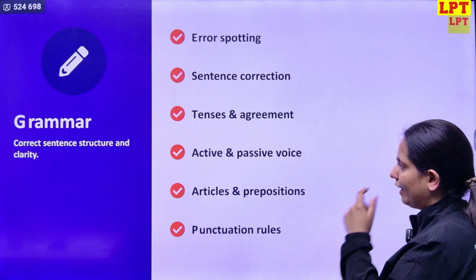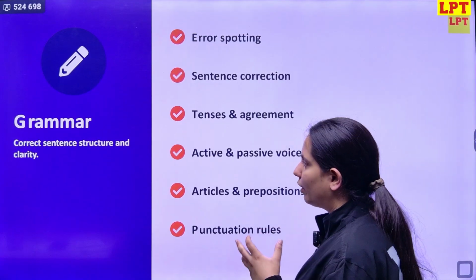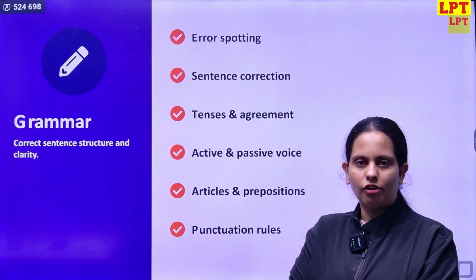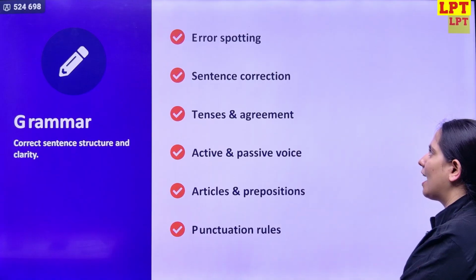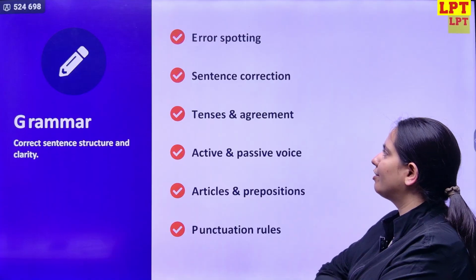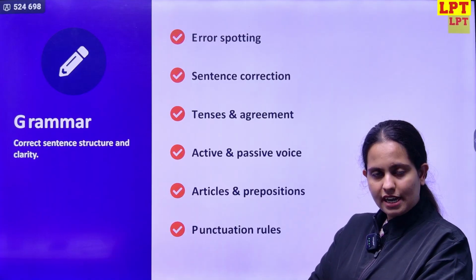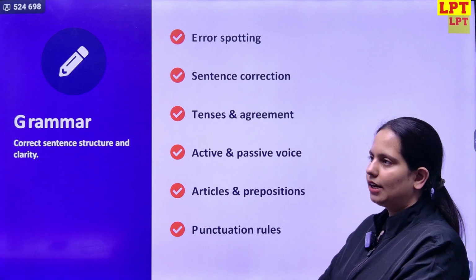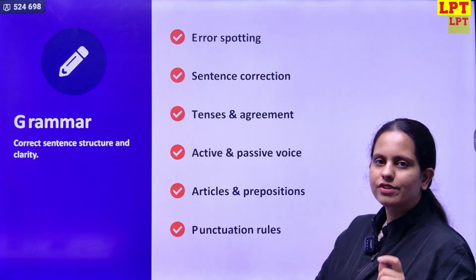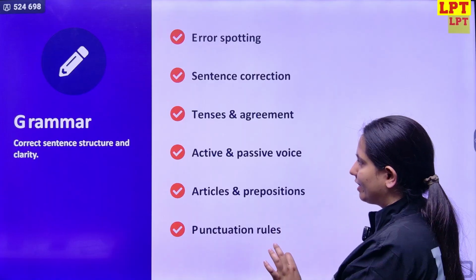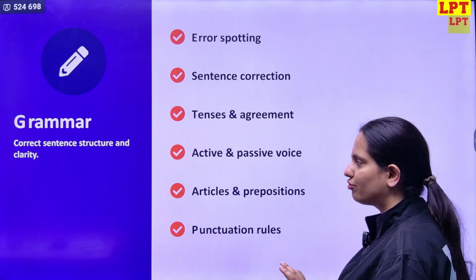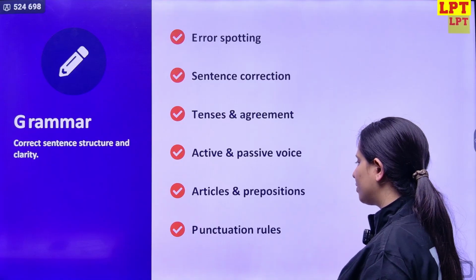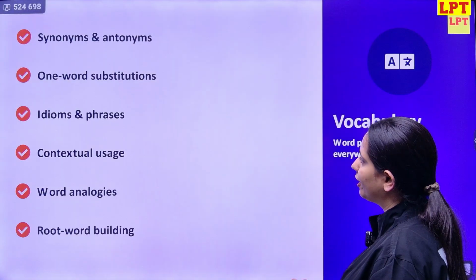Now moving ahead, let's talk about the grammar section. Now what are the topics that are very important if we have a look at the grammar section of our IPMAT exam? So first we have the error spotting and sentence correction related questions that we're gonna have. We can have the fill in the blanks based questions as well. Now the topics on which these questions are going to be would be of tenses and agreement, that is the subject verb agreement. Then we have active and passive voice, we have articles and prepositions, we have punctuation related rules, right?